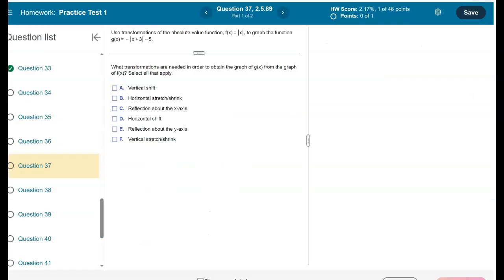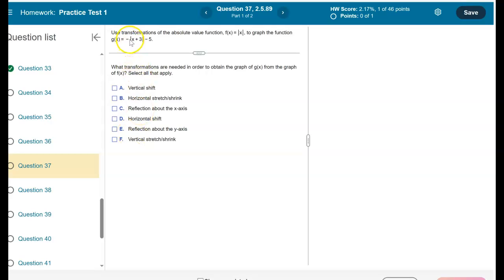Okay, next question. Use transformations of the absolute value function to graph the function. Here we just have to select what transformations are needed to obtain the graph of g of x, and select all that apply. Because we have a negative here, that means there is a reflection. But where is the reflection? Is that reflection about the x-axis or the y-axis?